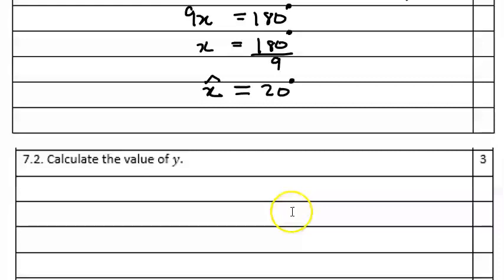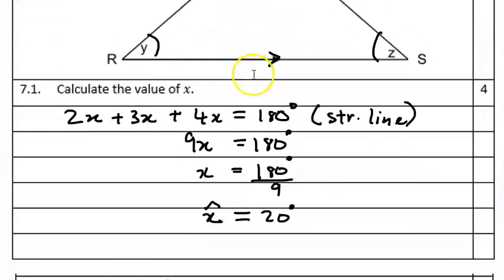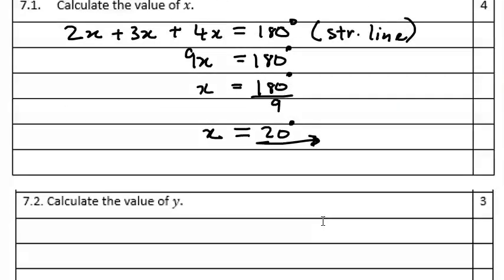Calculate the value of y. Now the value of y, so if we go back up here, we've got Q1, Q2, Q3. We know that the value of x is 20 degrees, right? And that would be sufficient. Now let's look at the next question. It says calculate the value of y.